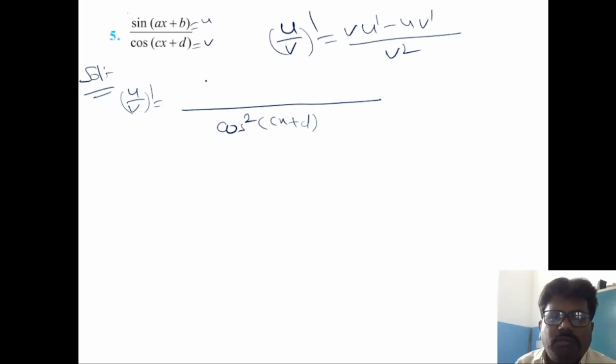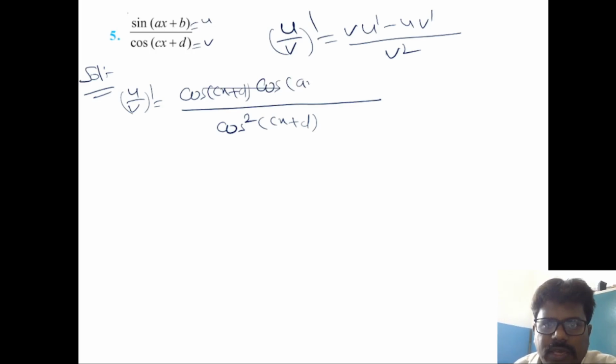Now you have to take this as a constant in the numerator first, cos cx plus d. Now differentiate the numerator. As we know, sin x differentiation is cos x, so take ax plus b as x. Sin x differentiation is cos x, so here cos ax plus b, and the differentiation of ax plus b we have to write, which is a.